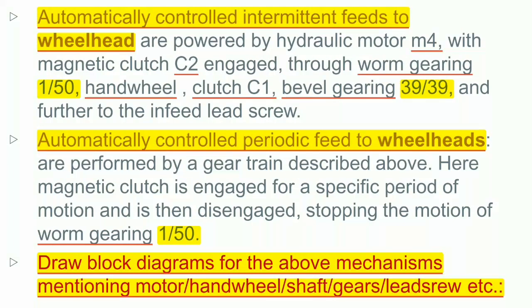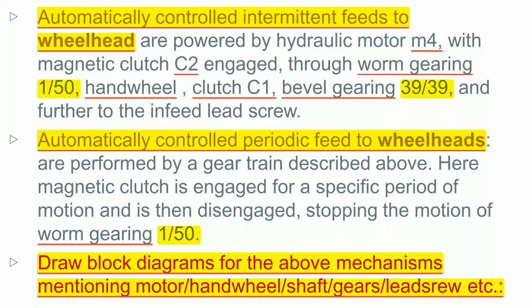Automatically controlled intermittent feeds to the wheel head are powered by hydraulic motor M4 with magnetic clutch C2 engaged, through worm gearing 1 by 50, hand wheel clutch C1, bevel gearing 39 by 39, and further to the in-feed lead screw. Automatically controlled periodic feed to the wheel head is performed by the gear train described above. Here, the magnetic clutch is engaged for a specific period of motion and is then disengaged, stopping the motion of worm gearing 1 by 50.